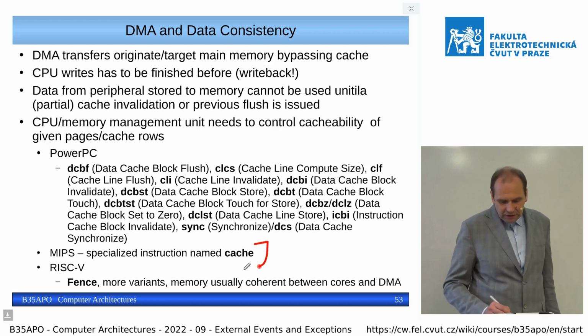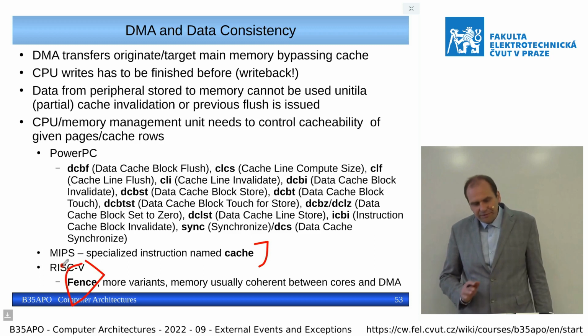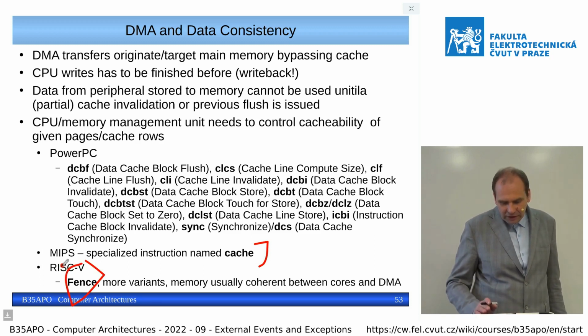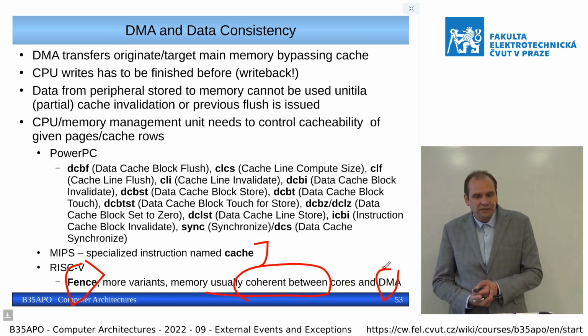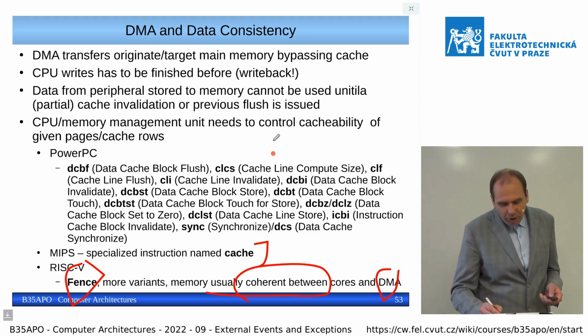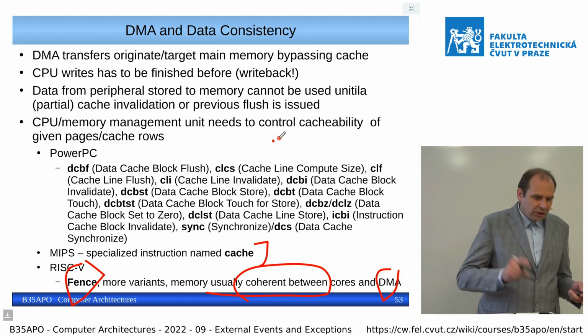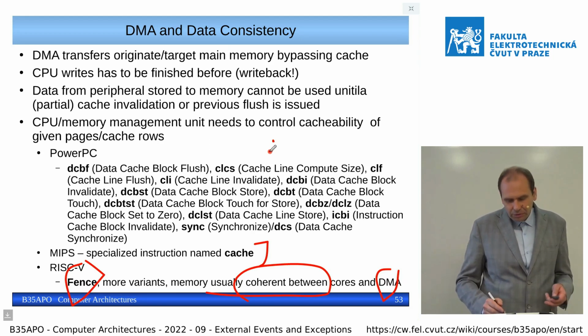On the MIPS, it is a cache operation. On the RISC-V, there is a fence operation for the synchronization between the core and cache, but for DMA, they use coherence between the main memory and peripherals. It is similar for the x86. It has, in most cases, coherent behavior between access from the GPU and the peripherals to the main memory.